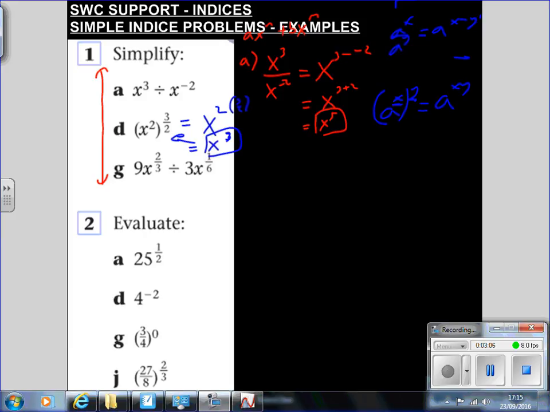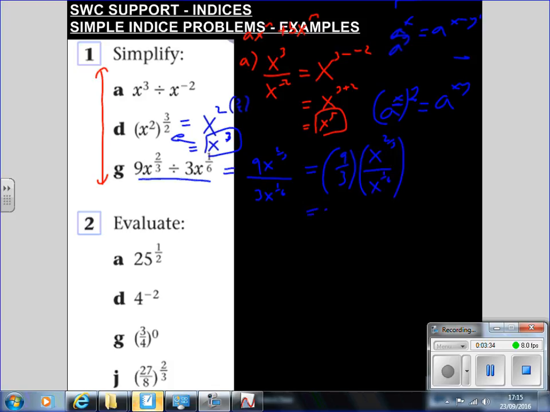Okay, next. 9x to the 2 over 3 divided by 3x to the 1 over 6. So 9x 2 over 3 divided by 3x 1 over 6. Best way here, again I'm going horizontally but I really shouldn't. Best thing to do in my opinion is to split this up. So numbers next to each other and all x's stuff next to each other. So that way they're comparable.